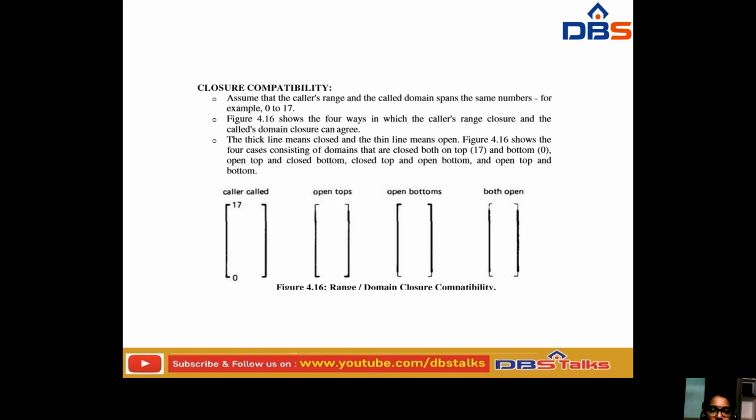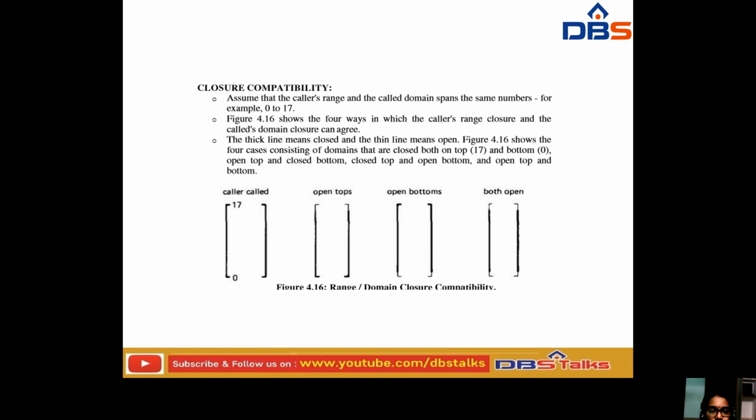So if you assume the caller's range and the caller domain span the same numbers, for example from 0 to 17, the figure 4.16 also shows four ways in which the caller's range closure and the called domain's closure can agree. The thick line, we can say it is closed. If it is a thin line, it is open. Here it is a thick line, so it is closed. Here we are having some thin line, so it is open.